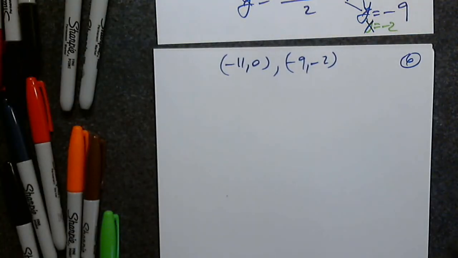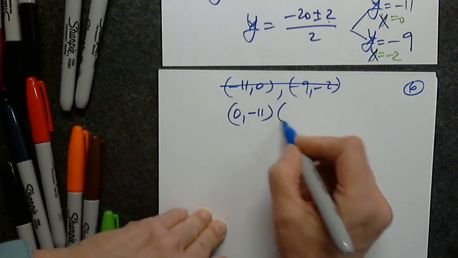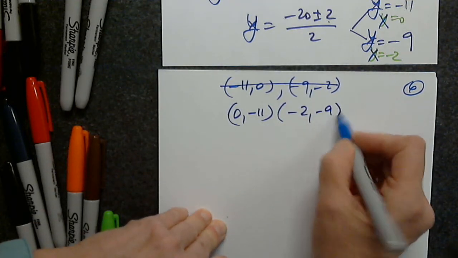So, of course, 0 comma negative 11 and negative 2 comma negative 9, of course.